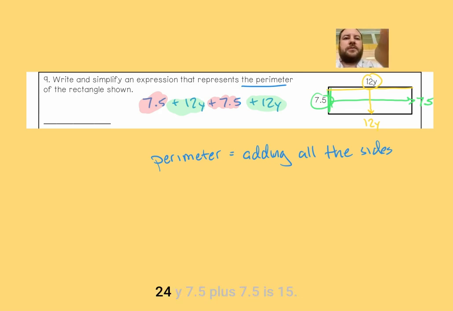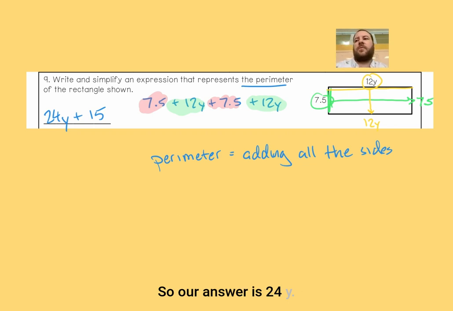So 12y plus 12y is 24y. 7.5 plus 7.5 is 15. So our answer is 24y plus 15.